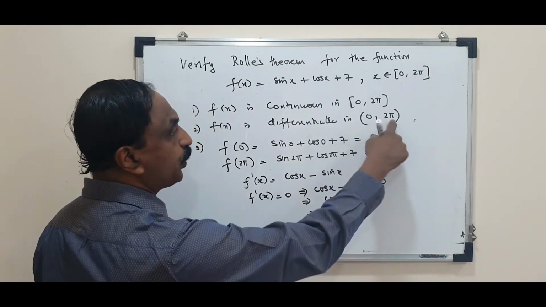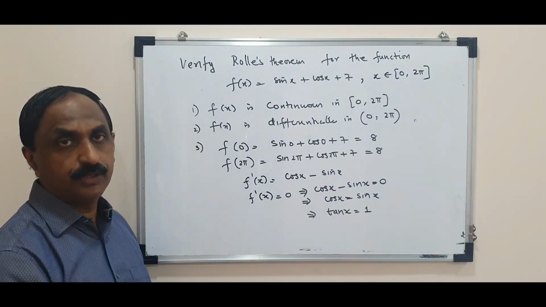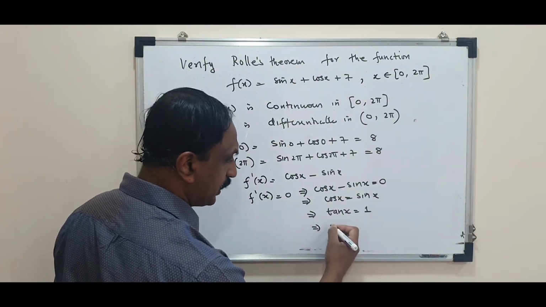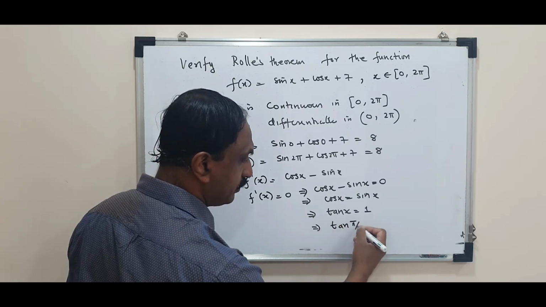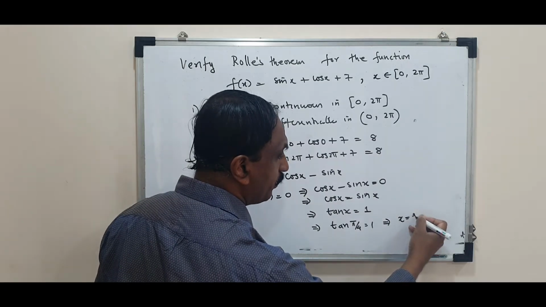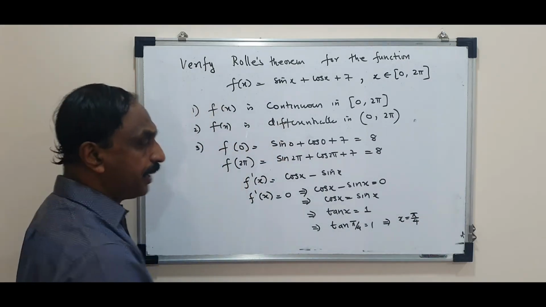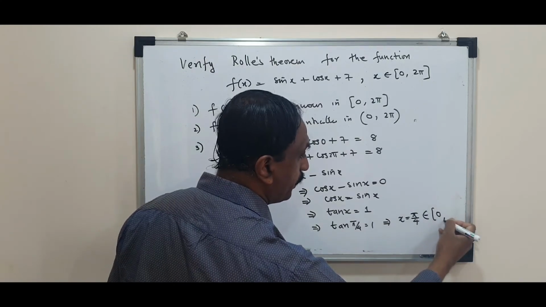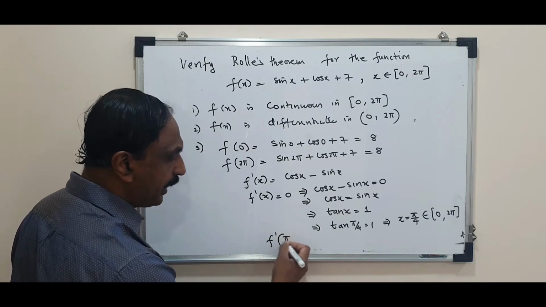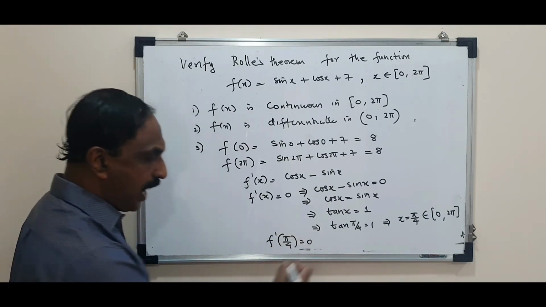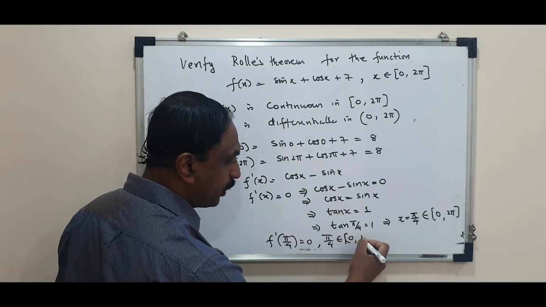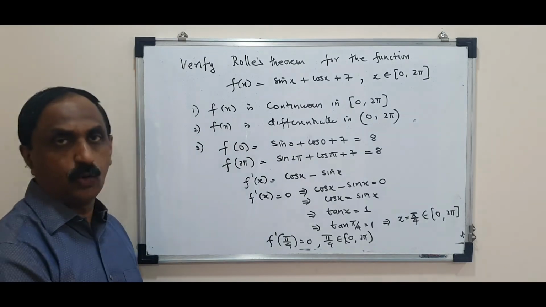In the interval 0 to 2 pi, at which points does tan x become 1? We know that tan pi by 4 is 1. So this implies x equal to pi by 4. And x equal to pi by 4 is a number between 0 and 2 pi. So I am able to find f dash of pi by 4 equal to 0, and pi by 4 belongs to the open interval 0, 2 pi. Hence, Rolle's theorem is verified.